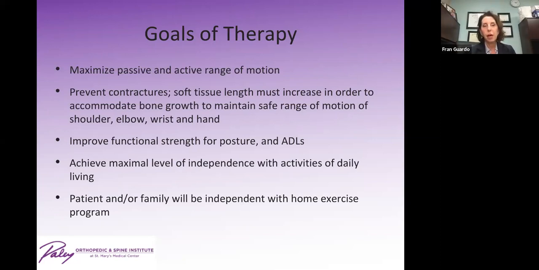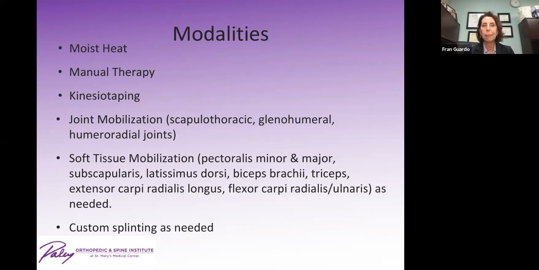You want to make sure that the patient and the family, as I've already said, are independent with their home exercises. That is absolutely critical, because whether they're staying local with us or whether they're going back home, they need to be on board with that and comfortable with that. So what type of modalities do we use with this population?